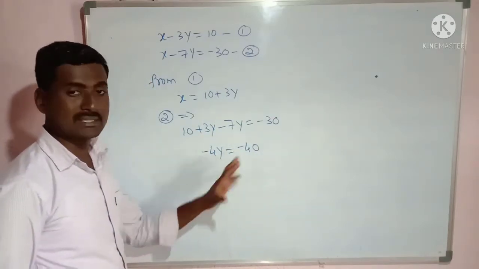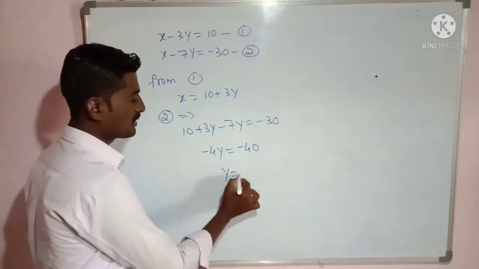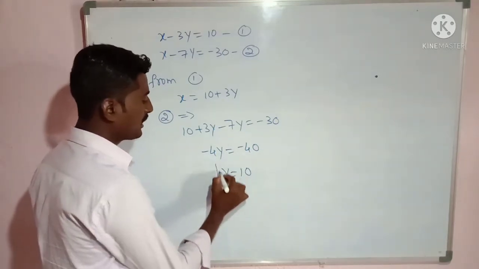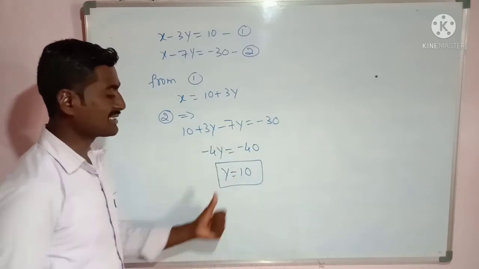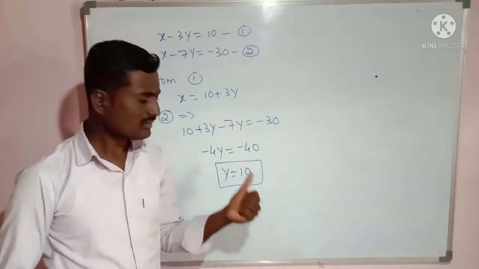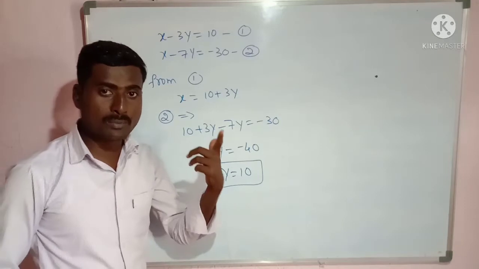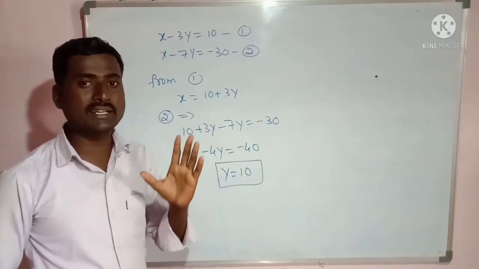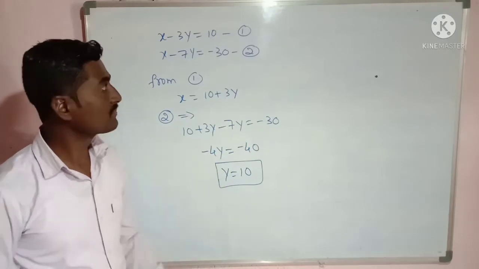So here minus minus will get cancelled. Y is equal to how much? 40 divided by 4, that is 10. So we got the value of y as 10. It means the age of Jacob's son is 10 years. Now we have to find the present age of Jacob, that is x.